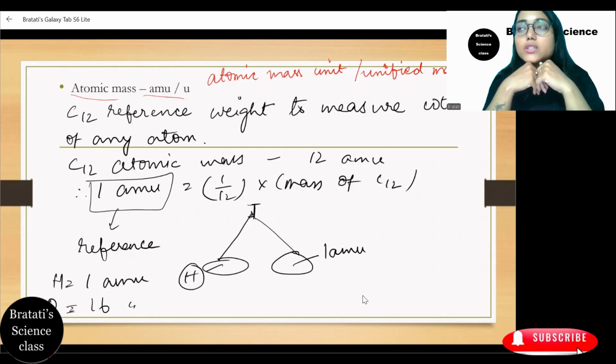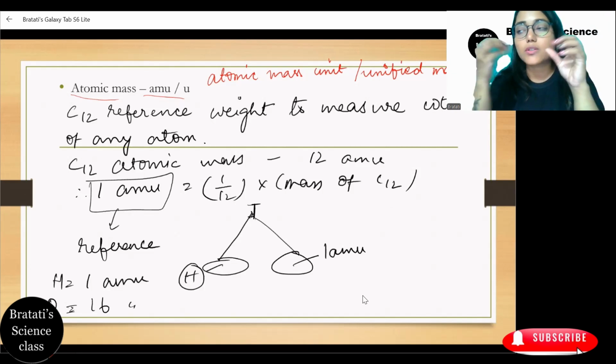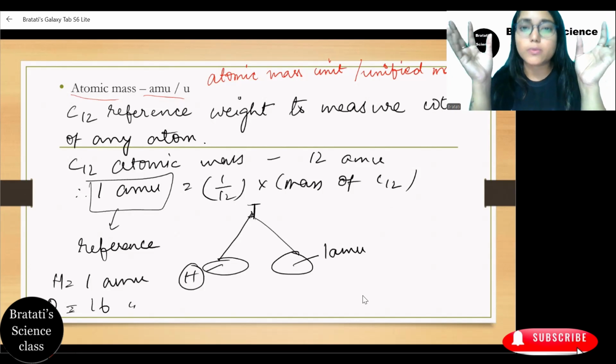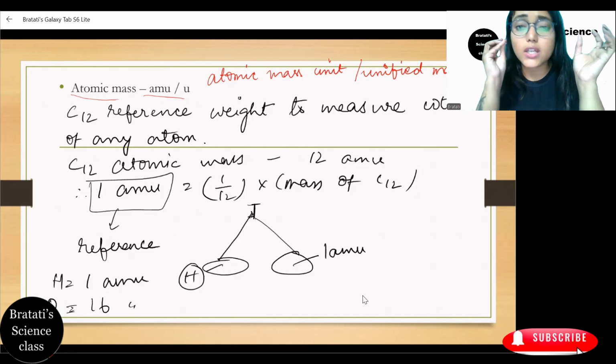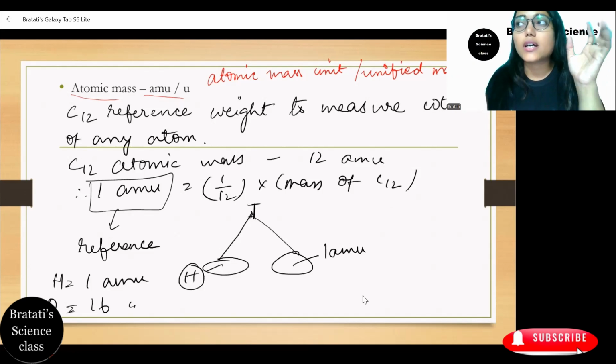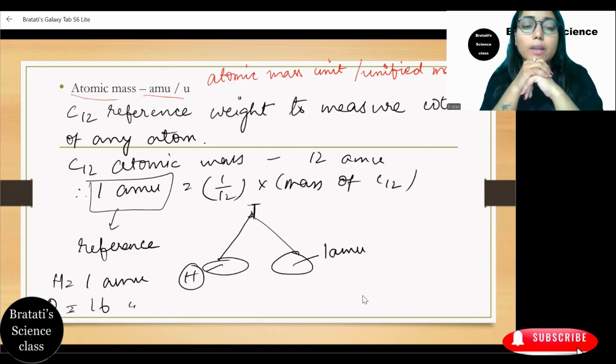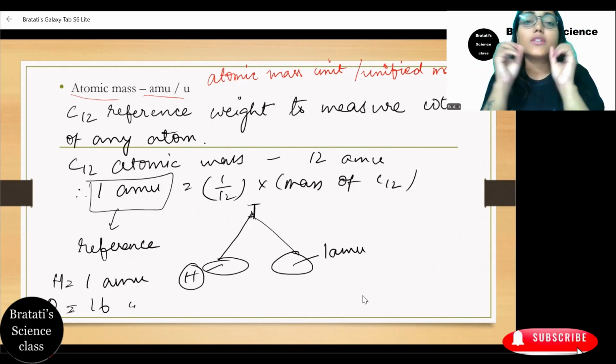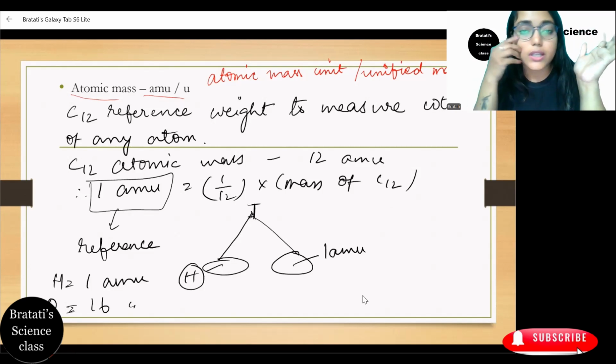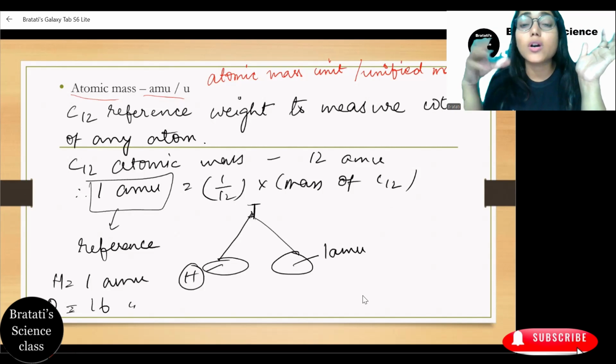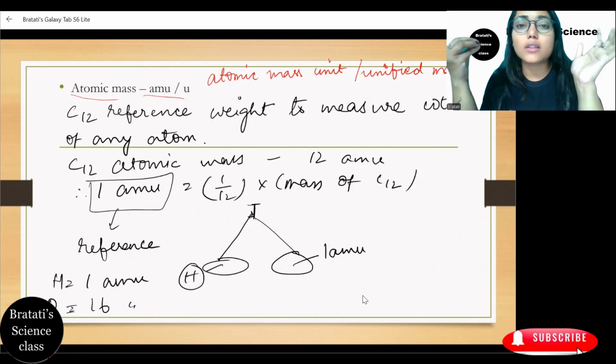Similarly, for atoms, there is definitely no weighing balance where we can put the atoms separately. It's not possible. Atoms are very, very tiny, 10 to the power minus 9 meter. Hardly can we see them. We cannot see them at all with the naked eye. Even nowadays, it's only with highly advanced electron microscopes that we are able to see atoms. So they all decided, let's take C12, that is the carbon 12 atom, as the reference material, the reference weight for measuring the weight of any other elements.